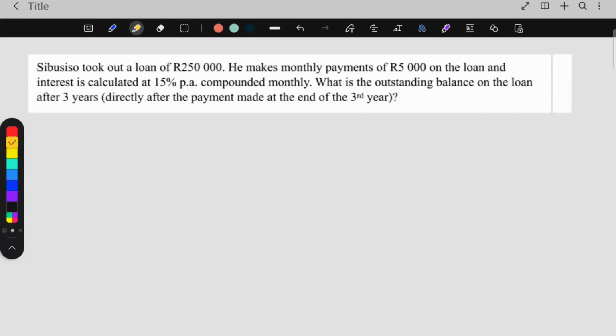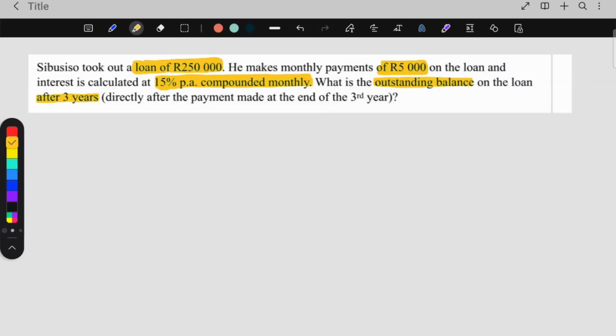Our example says Sibusiso took out a loan for 250,000 Rand. He makes monthly payments of 5,000 Rand, and interest is calculated at 15% per annum, compounded monthly. Now here is the question: what is the outstanding balance on the loan after 3 years?